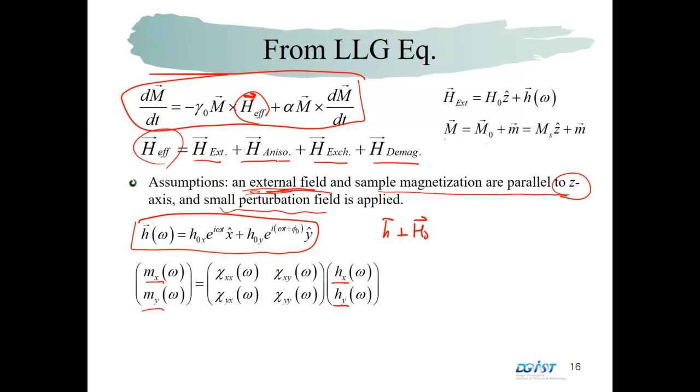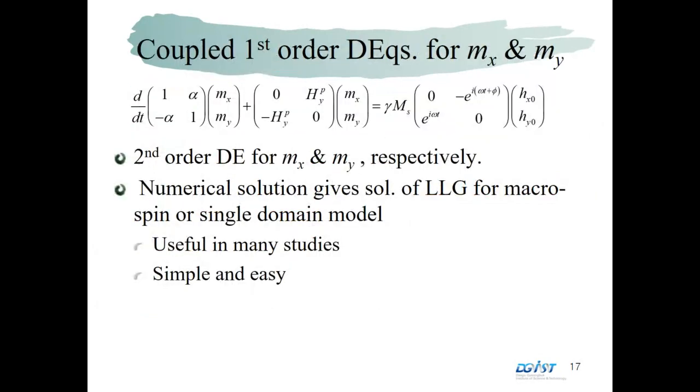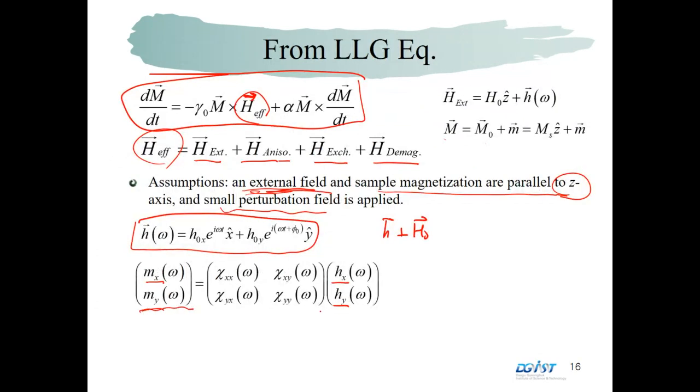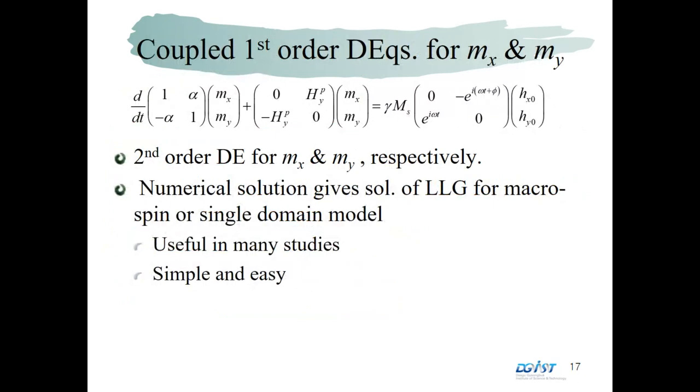And because we have two components x and y, the magnetic moment also has x and y components. The susceptibility must be in matrix form. And if you insert this matrix form into the LLG equation, we can obtain this kind of representation. It looks a little bit complicated, but I'm going to explain later. This is actually a coupled first order differential equation for m_x and m_y.